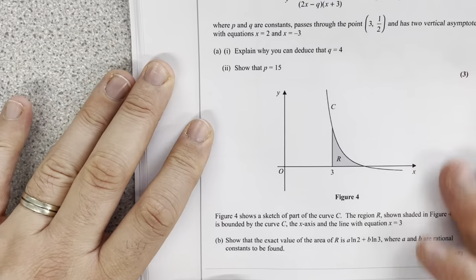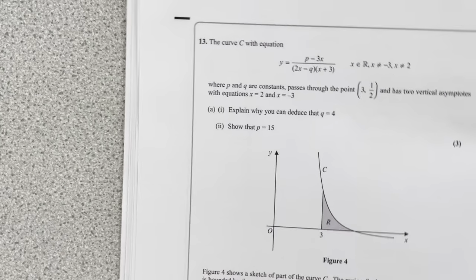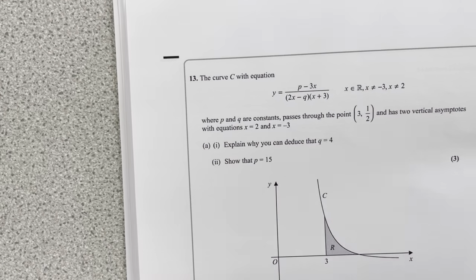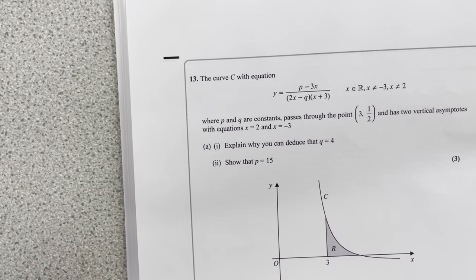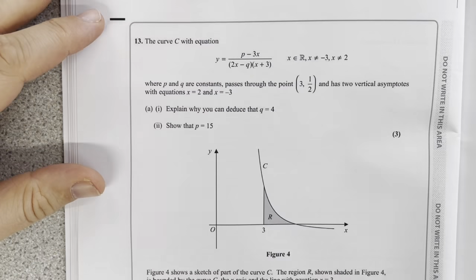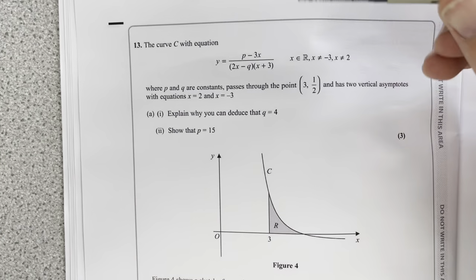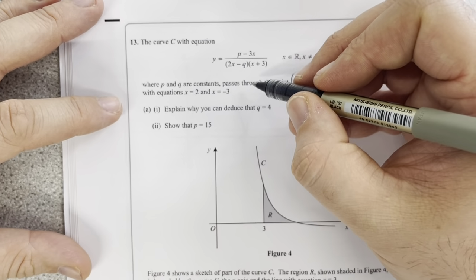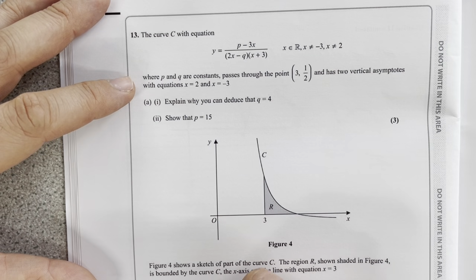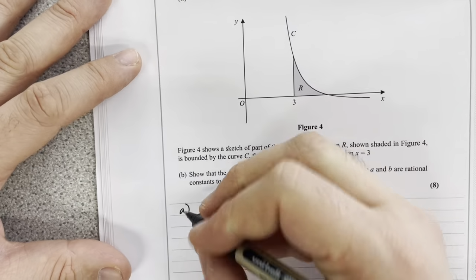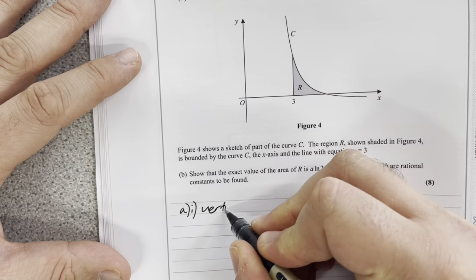Question 13. Okay, I think this is a Star Trek question. The curve C with equation, that thing, where p and q are constants, passes through the point (3, 1/2) and has two vertical asymptotes with equations x equals 2 and x equals minus 3. Explain how you can deduce that q is 4. Okay, so it's got a vertical asymptote at 2.